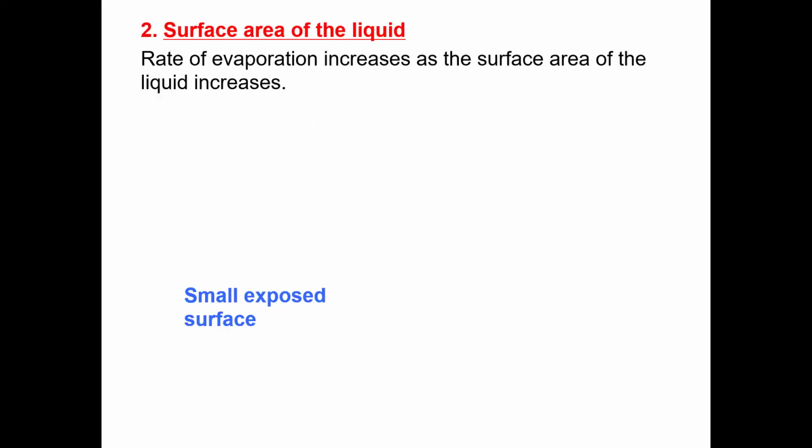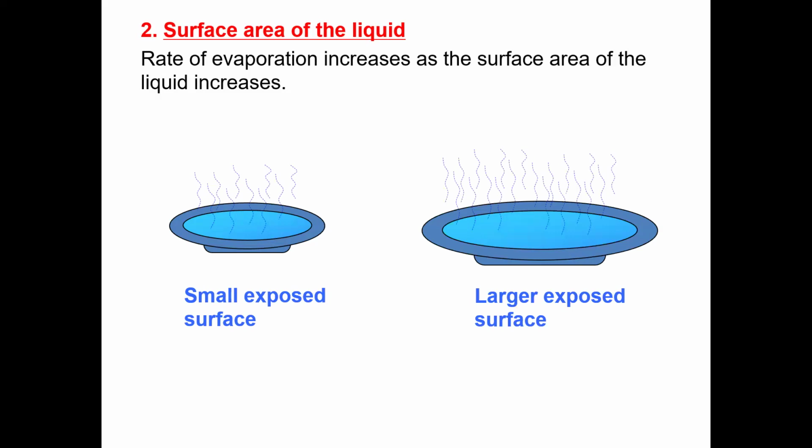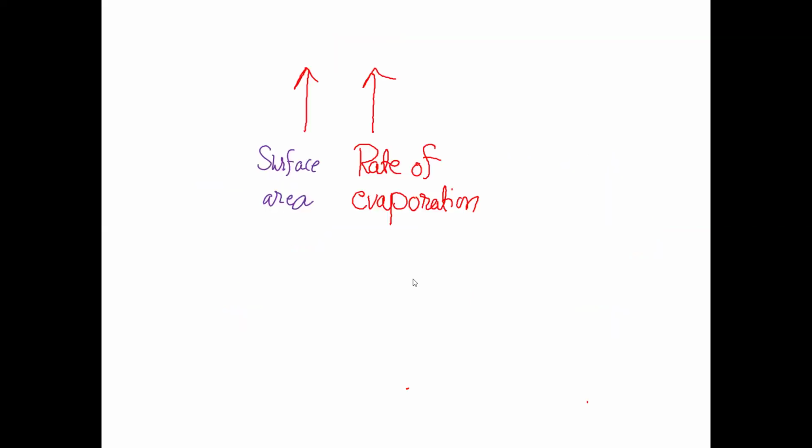Surface area of the liquid. So when you take a bigger surface area, I mean a wider surface, rate of evaporation will be faster. For example, on the surface of an ocean, evaporation is much faster than a river or a canal or a lake. So greater the surface area, greater the rate of evaporation. So now copy this.